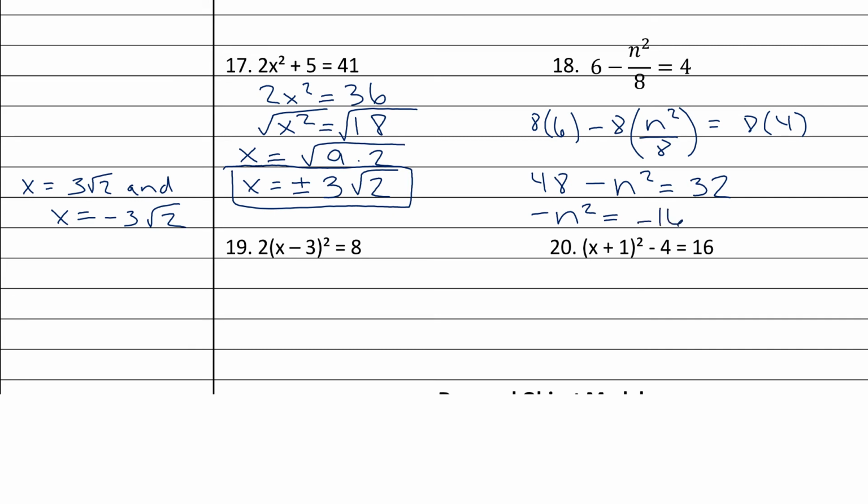Okay, so right here, you might make the mistake of thinking that this is no solution, but there's a negative up front, so I need to divide by negative 1. So I'm actually going to get n squared equals positive 16. Okay? Then I'm going to square root both sides, and I get n equals the positive and negative 4.